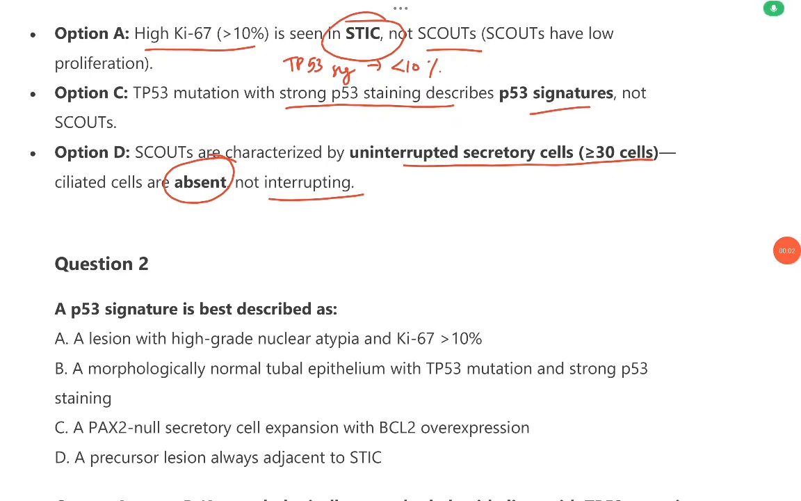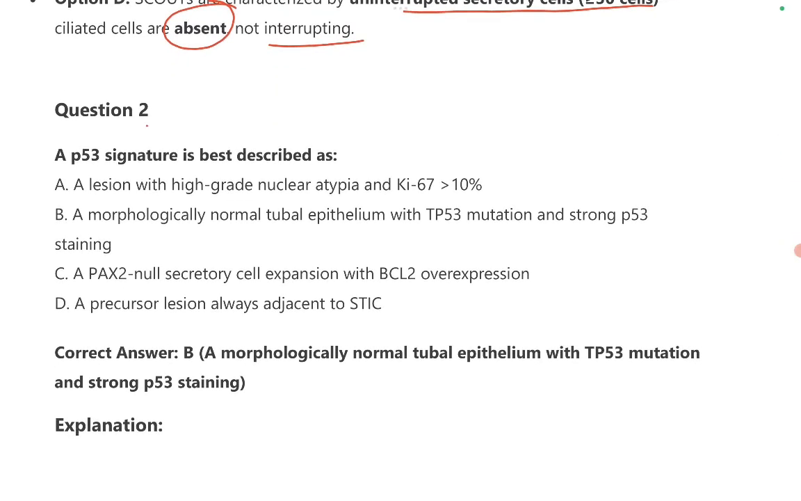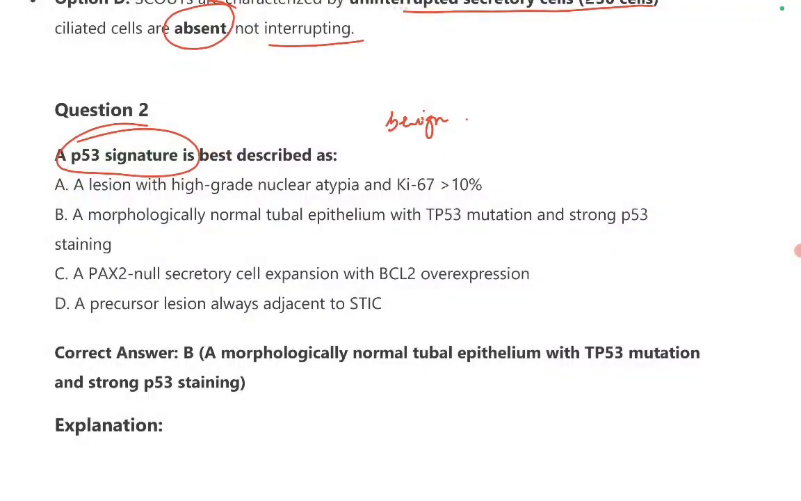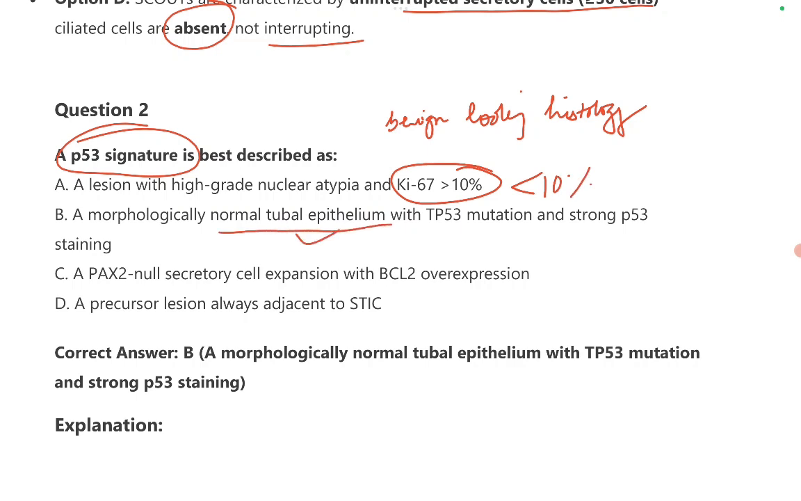Okay, let's quickly get through the second question. The second question reads, a P53 signature is best described as. Now we already discussed in part 1 of this series that the P53 signature has a benign looking histology, and the Ki-67 is less than 10%. Morphologically normal tubal epithelium, so this sounds correct, with TP53 mutation. The definition itself says that it has a TP53 mutation, so this sounds about right.